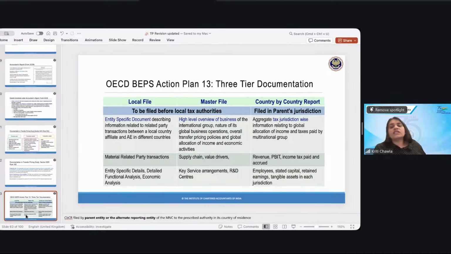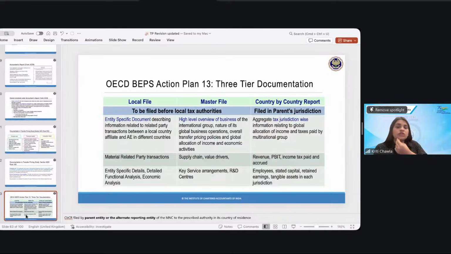Then there is something called a master file. The master file is to be filed before local tax authorities. Now, this is going to be a high level overview of business of the international group, the nature of its global business operations, overall transfer pricing policies, and global allocation of income and economic activities.